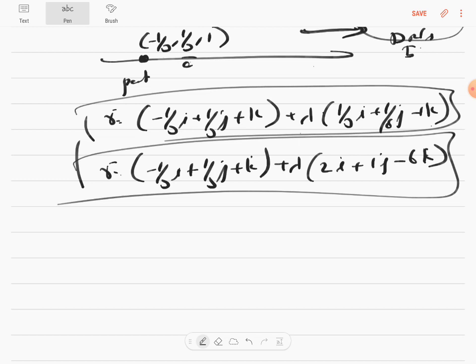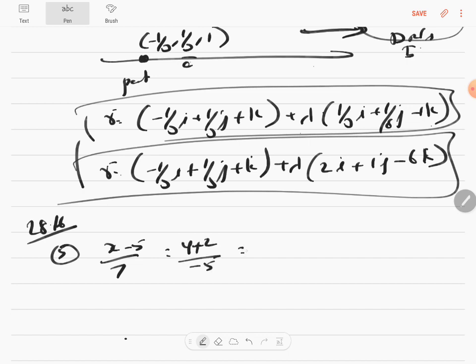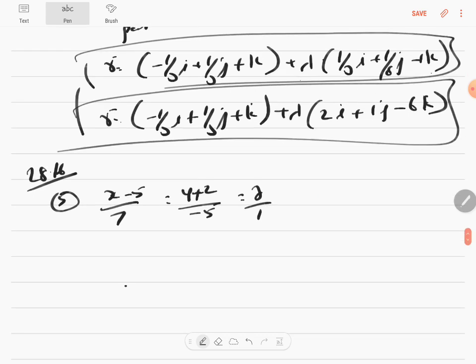Yeah, so let's take an exercise sum. Exercise page number 28.16. We have a sum which is the fifth sum. Show that the lines (x minus 5)/7 = (y plus 2)/(minus 5) = z/1, and x/1 = y/2 = z/3 are perpendicular to each other.